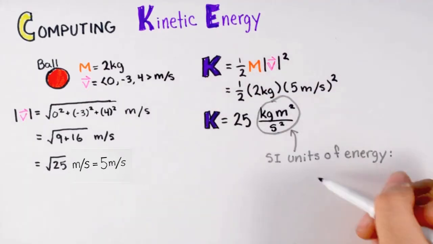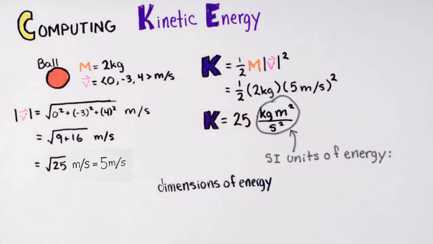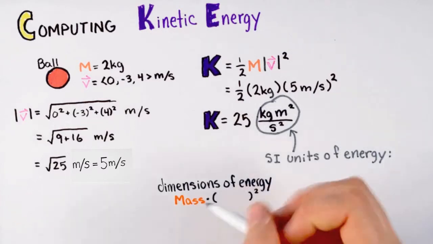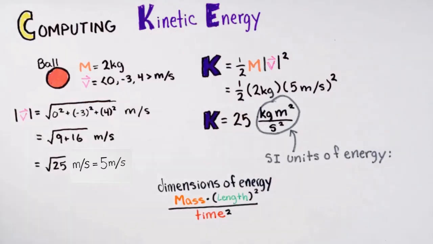From this, we can see that the dimensions of energy, including kinetic energy, are mass times length squared divided by time squared, with corresponding units in the SI system, kilograms, meters squared, per second squared. Note the unit of energy has a special name. It's called a joule. We will discuss other types of energies associated with a system in later lectures.